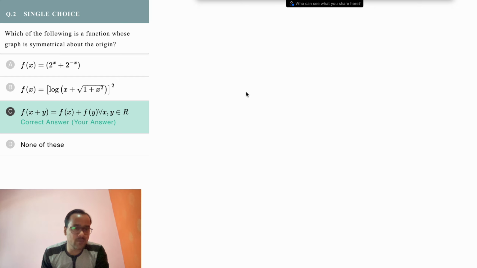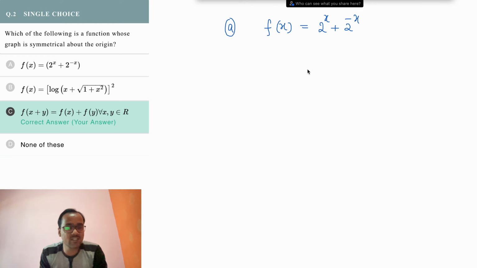See, the graph is symmetric about origin means the function would be an odd function. So let me check the options. Option A is f(x) equals 2 raised to power x plus 2 raised to power minus x. To check whether this is an odd function or not, we'll check for f of minus x. If f of minus x is equal to minus of f(x), then f(x) is called an odd function.